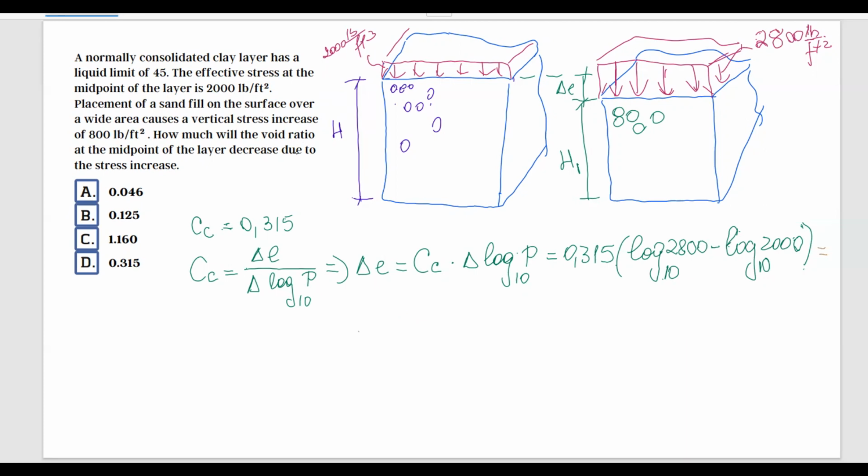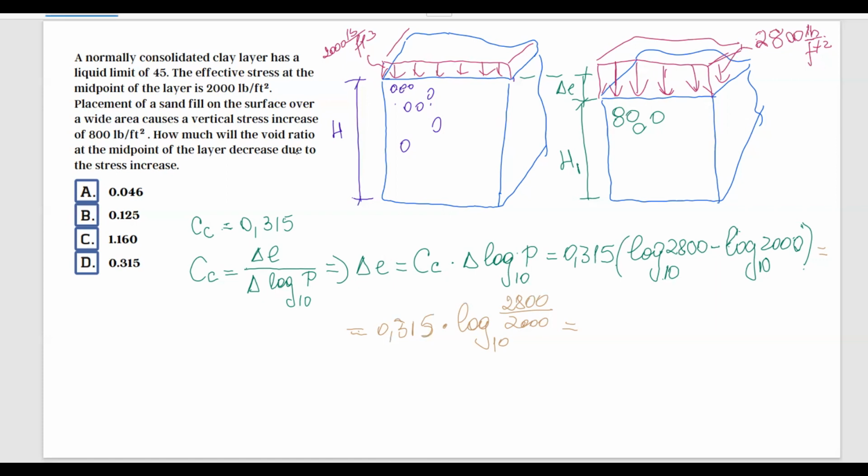Using the properties of logarithm, this can also be written as 0.315 multiplied by logarithm base 10 of 2800 divided by 2000. This property is listed in the FE handbook under the mathematics. I encourage you to stop this video and use your calculator to find out the answer to get used to its functions.